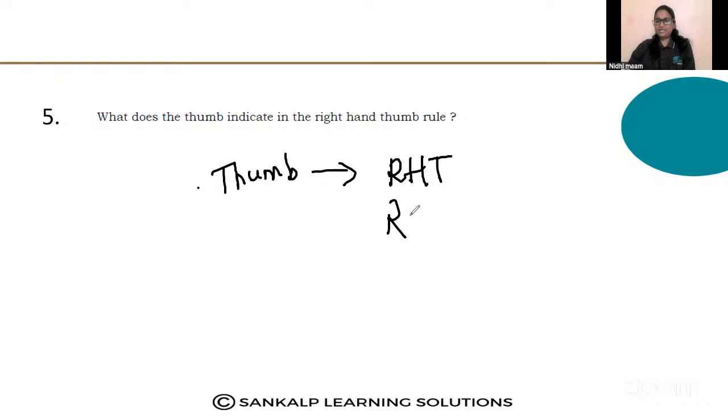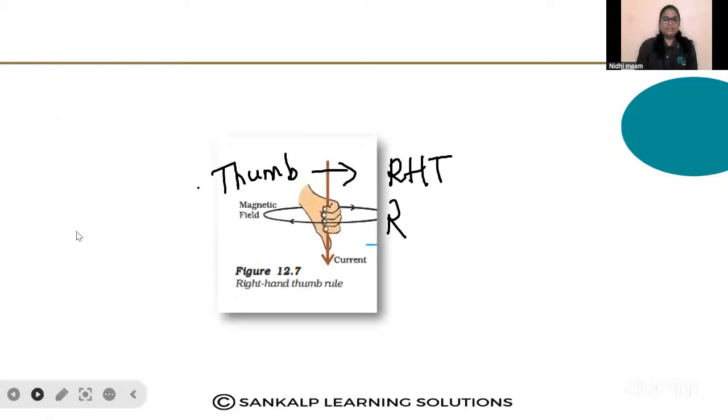Magnetic field, direction of current ಅಂತ ಹೇಳ್ತಿದ್ದೀರಾ. Okay. See here, the thumb indicates what? This is a magnetic field. The thumb always indicates the current, direction of current.